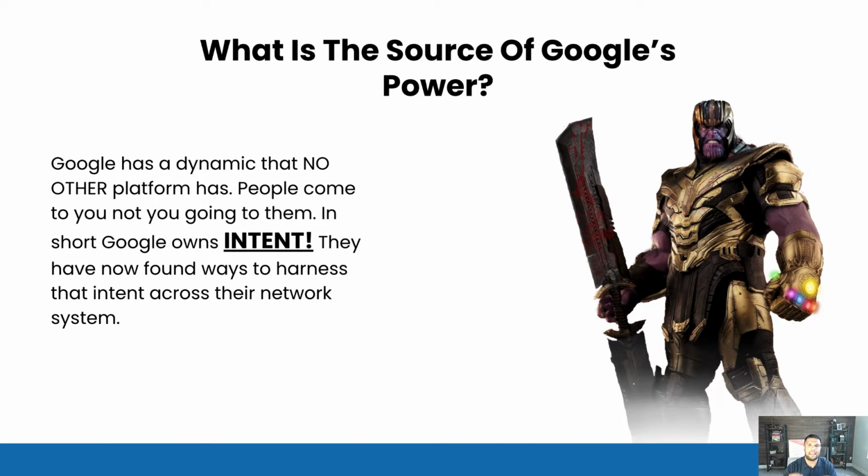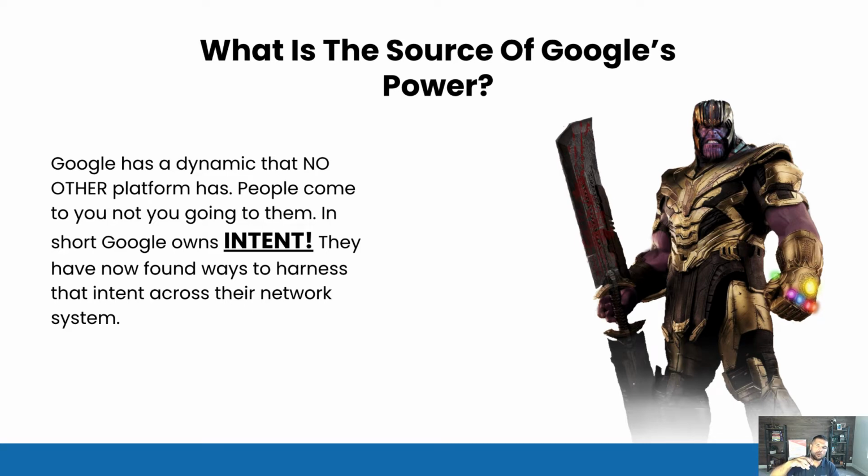Google has a dynamic that no other platform has. People come to you versus you going to them in Google's dynamic. So in short, Google owns intent. What that means is when people have a need, they go to Google. And it's super powerful to have this ability to put your ads in front of people when they already have intent. And so Google has found new ways to harness that intent across their different networks.